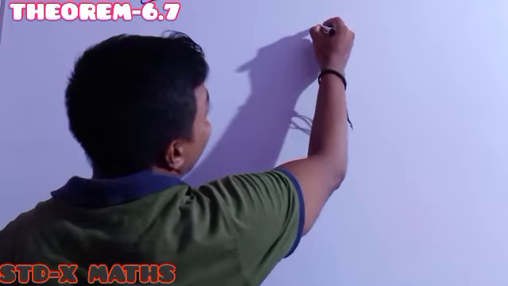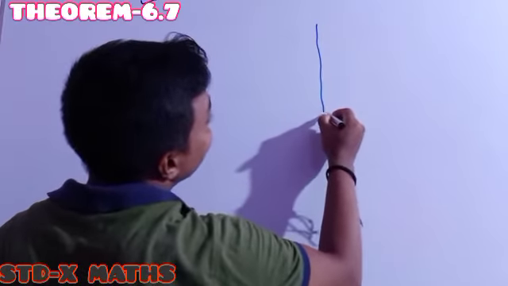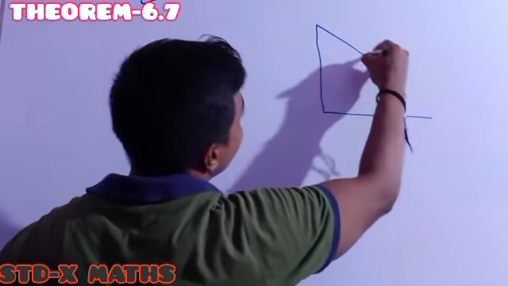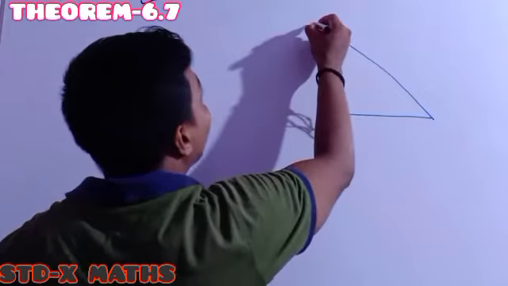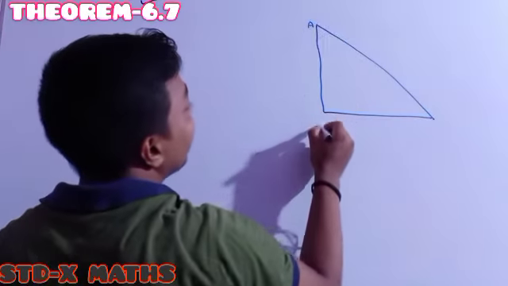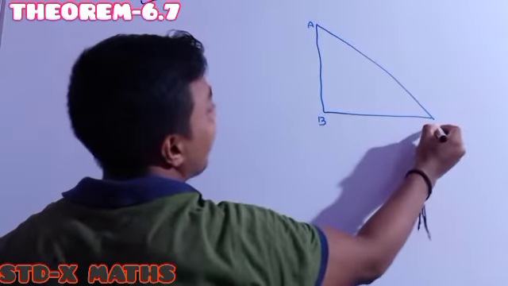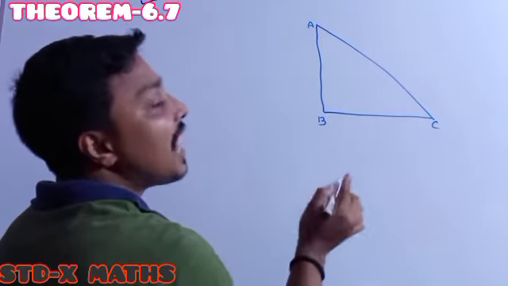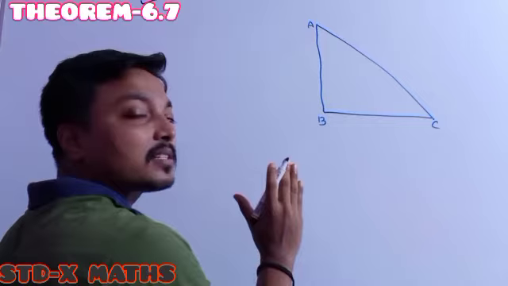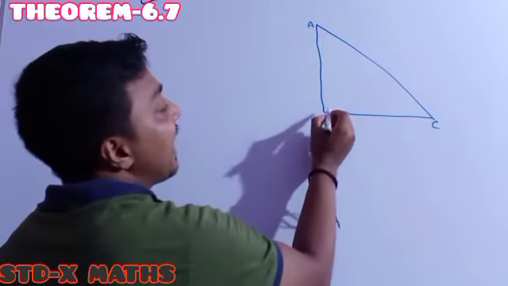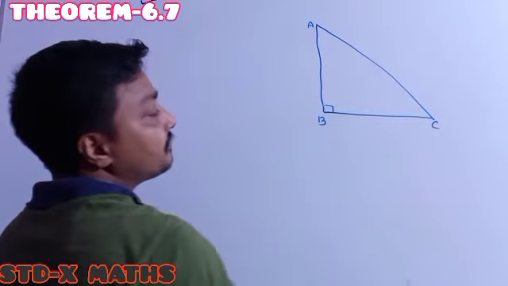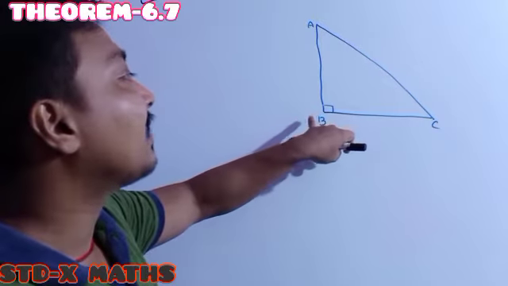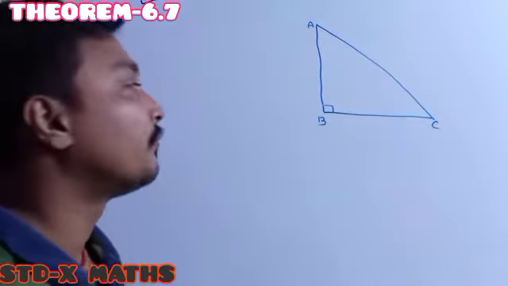See, here is one of the triangles I am showing. See carefully. The name of the triangle, suppose, is A, this one is B, and this one is our C. From the picture I will tell you everything, what the statement of this theorem is. And this one is the right angle at B.